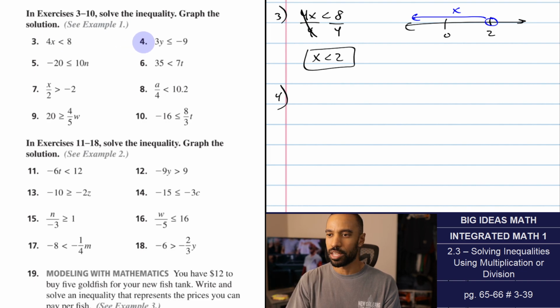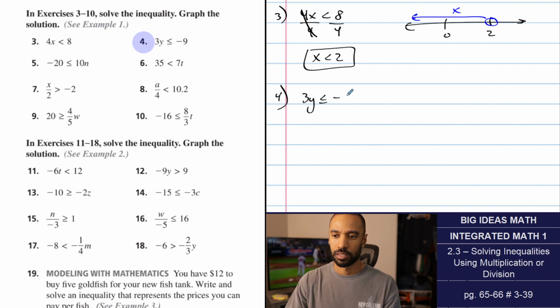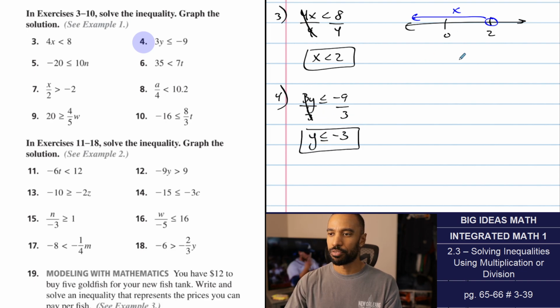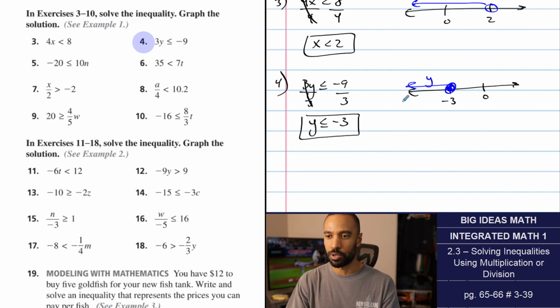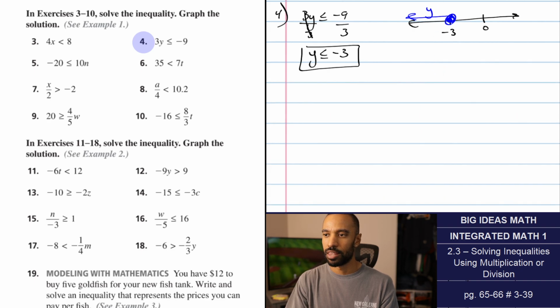Number 4, 3y is less than or equal to negative 9. Divide both sides by 3. You get y is less than or equal to negative 3. Now, negative 3 is to 0's left. We're going to graph to 0's left as well, or to negative 3's left, I should say, and including the negative 3. So we won't hit 0. If you plug 0 into here, well, that's a y, not an x. If you plug 0 into here, you get 0 is less than or equal to negative 9. That's not a true statement. Therefore, 0 should not be a part of your solution set, and it's not.